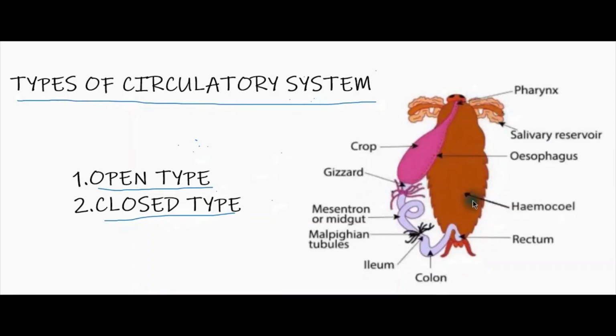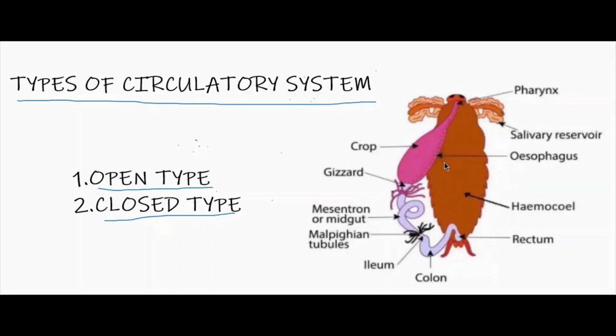Now you see in this diagram, this is the cockroach diagram. In this area, the blood vessels open into the sinuses. Sinuses means a body cavity. That body cavity is known as hemocoel. So the sinuses or the body cavities are called what? Hemocoel.